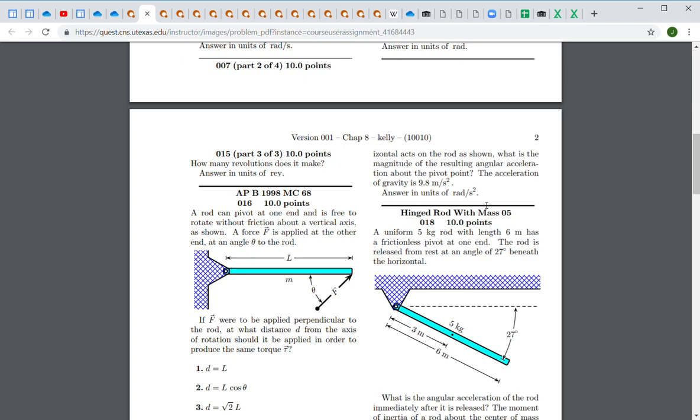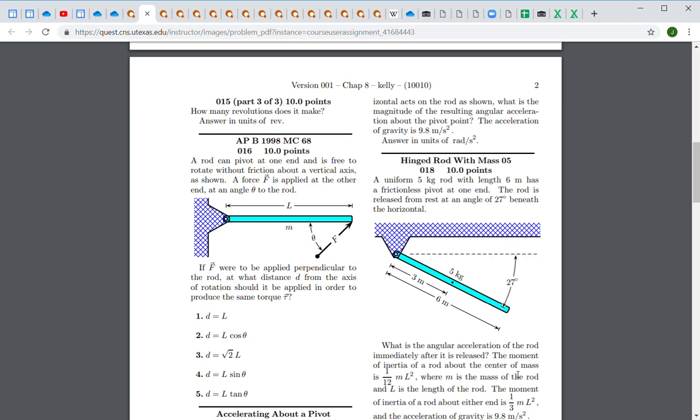Problem 18, hinged rod with mass. Here's a rod. It's a uniform rod, we've got its length and its mass, with a frictionless pivot at one end, and the rod is released from rest at the angle shown. What is the angular acceleration of the rod immediately after it's released?